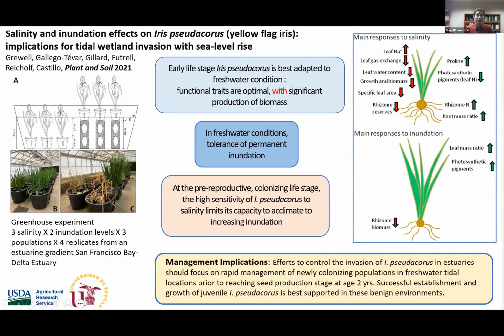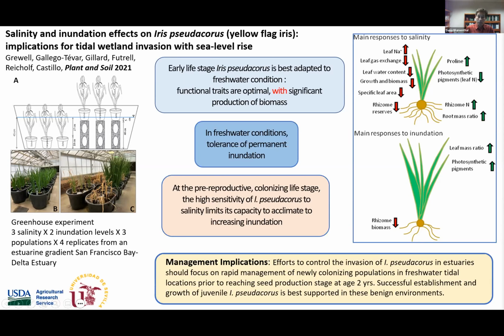What they found was that the yellow flag iris can handle inundation just fine, which makes sense for a wetland invader, but that it really did not do well with salinity. And they went into great detail. As you can see here, they looked at all sorts of different responses of the invader, all of which added up to it doing poorly in response to salinity.